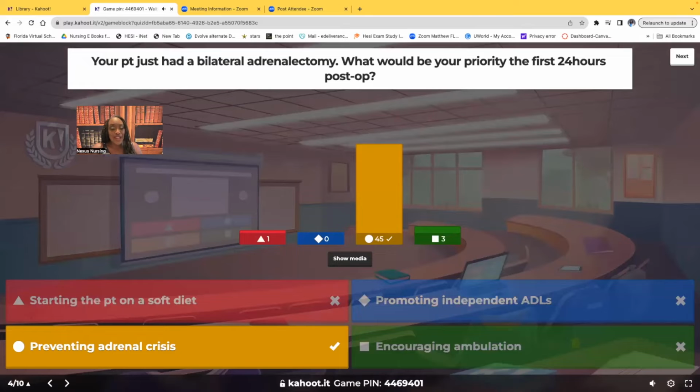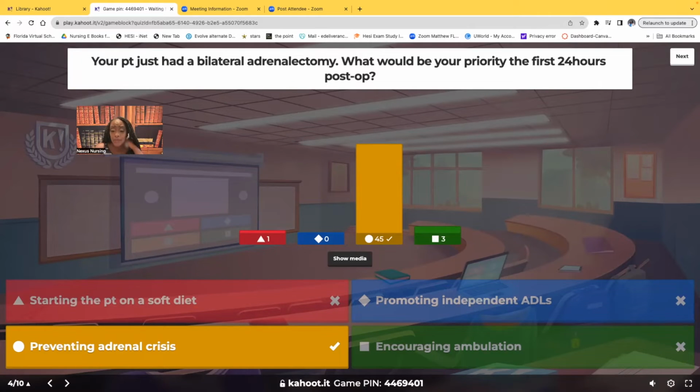Very good. Most of you guys got this correct. We're going to worry about preventing adrenal crisis. Whenever you get a test question asking you what the priority is, your priority is always going to be the answer choice that either keeps your patient alive the longest or can kill them the fastest. And when you look at these choices, by far, adrenal crisis will kill your patient the fastest.